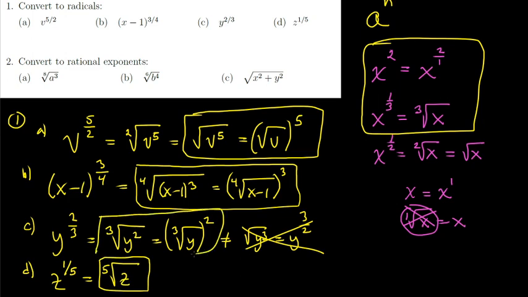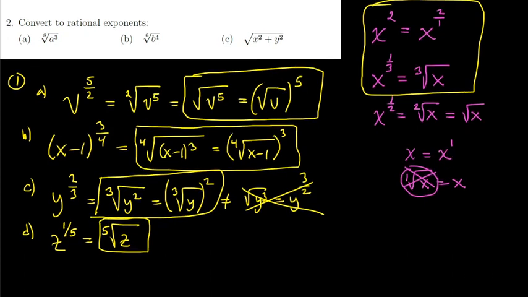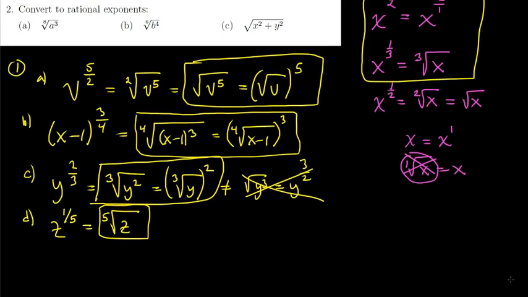Okay, so that's number 1, just doing it very quickly. And then for number 2, we're going the other way. We want to convert from radical form to exponents. And so for part A, we have the 8th root of a to the 3. So remember, the power has to be the numerator, so this is going to be a to the power 3 over 8. Not 8 over 3.